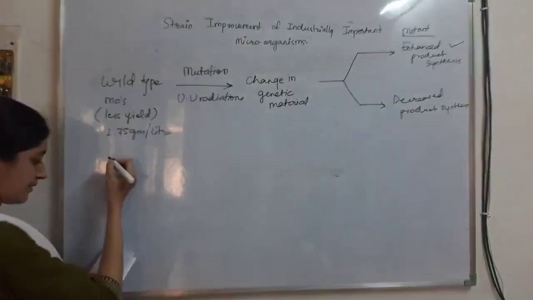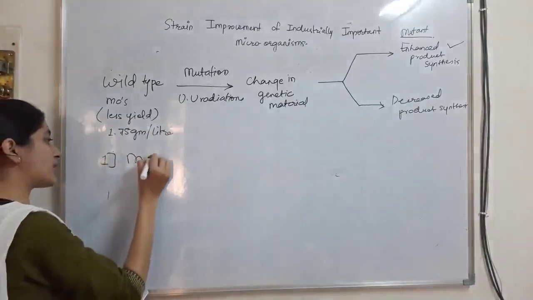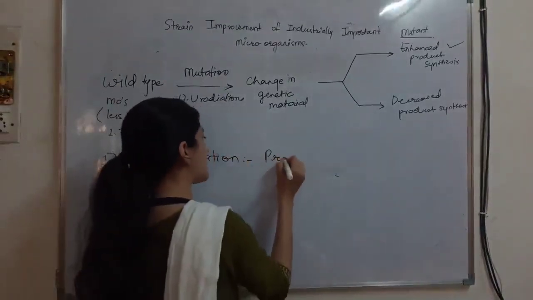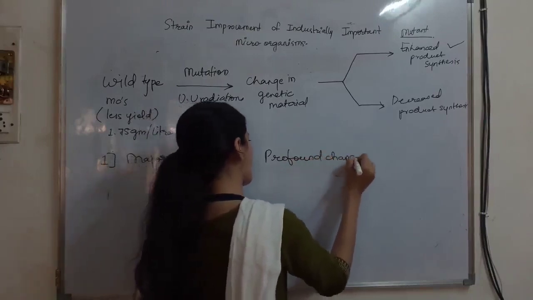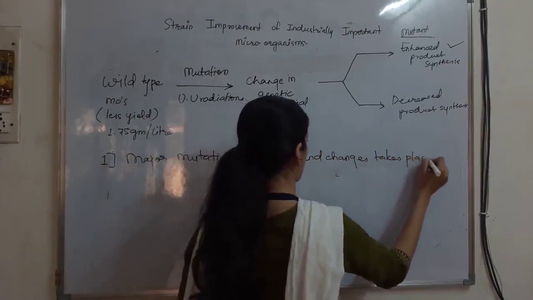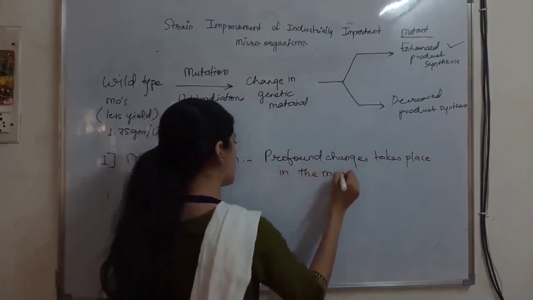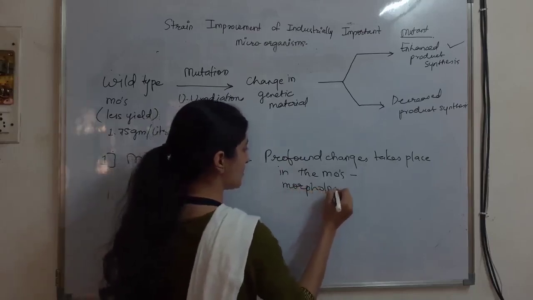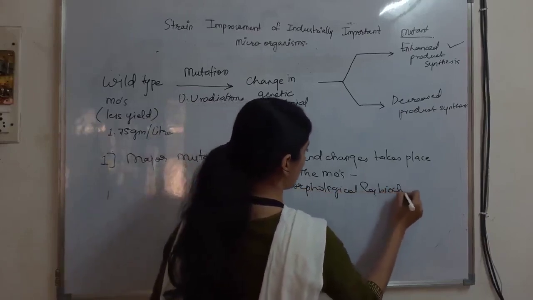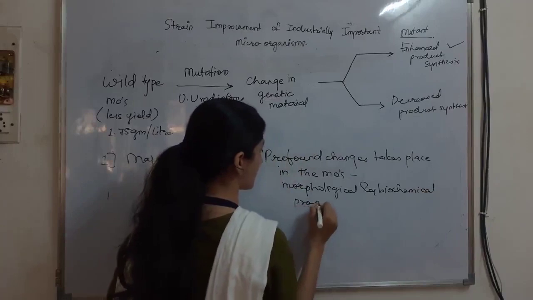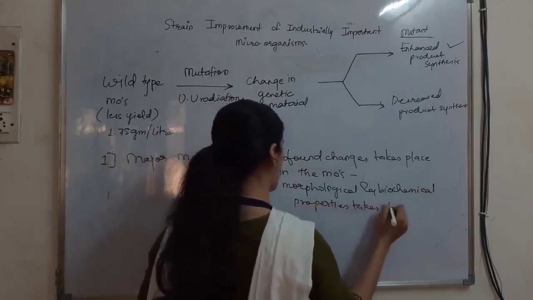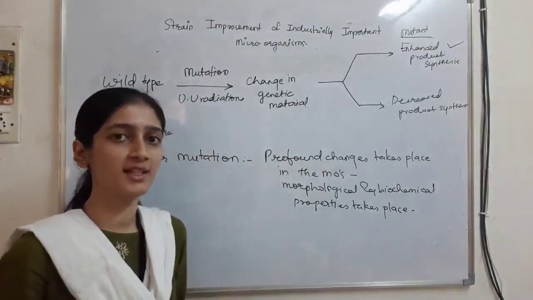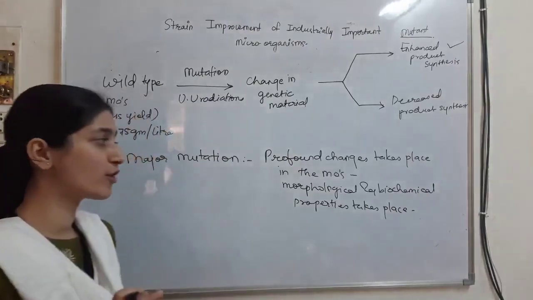These mutations can lead to, first, major mutation, where profound changes take place in the microorganism, that is, changes in the morphological and biochemical properties take place. This is called major mutation, in which profound changes, that is everything changes in the microorganism's morphological and biochemical properties.